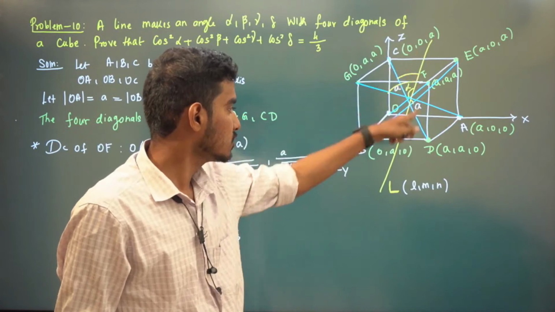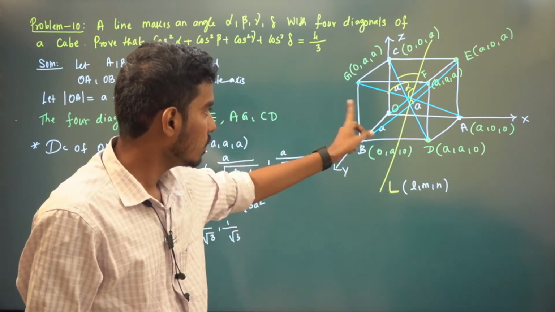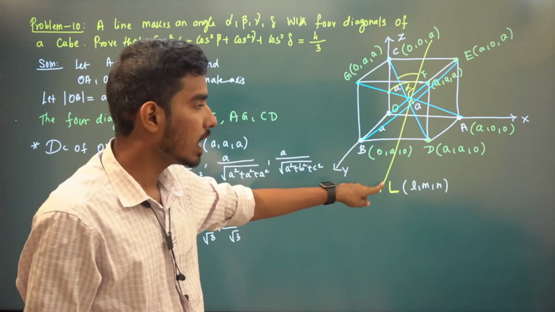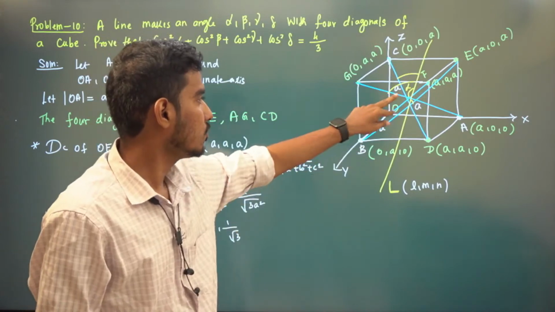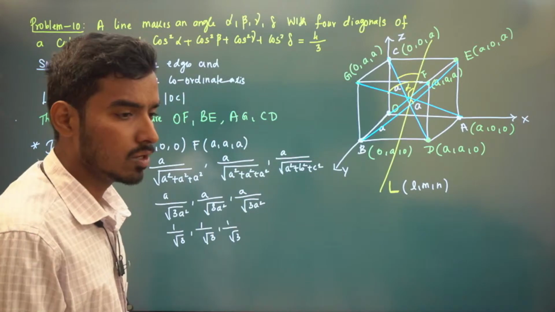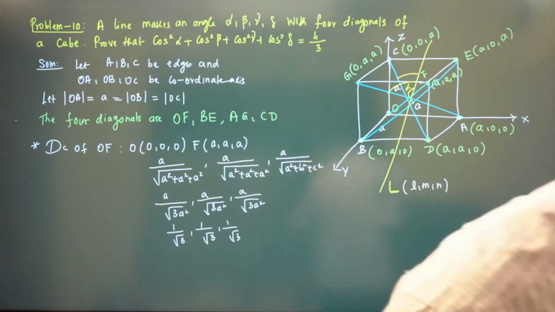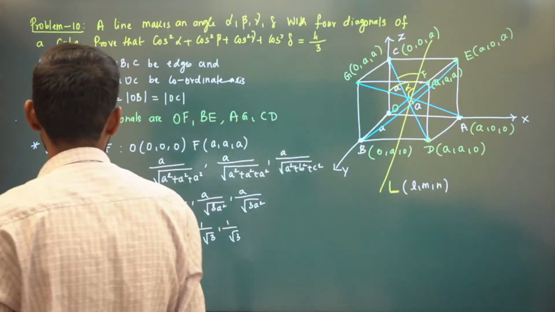And then let us assume this has direction cosines L, M, N. Now this line makes angles alpha, beta, gamma, delta with those 4 diagonals. Find cos alpha, cos beta, cos gamma, cos delta, square them up, and you will get 4 by 3 as the answer. So we'll move on to the next problem.